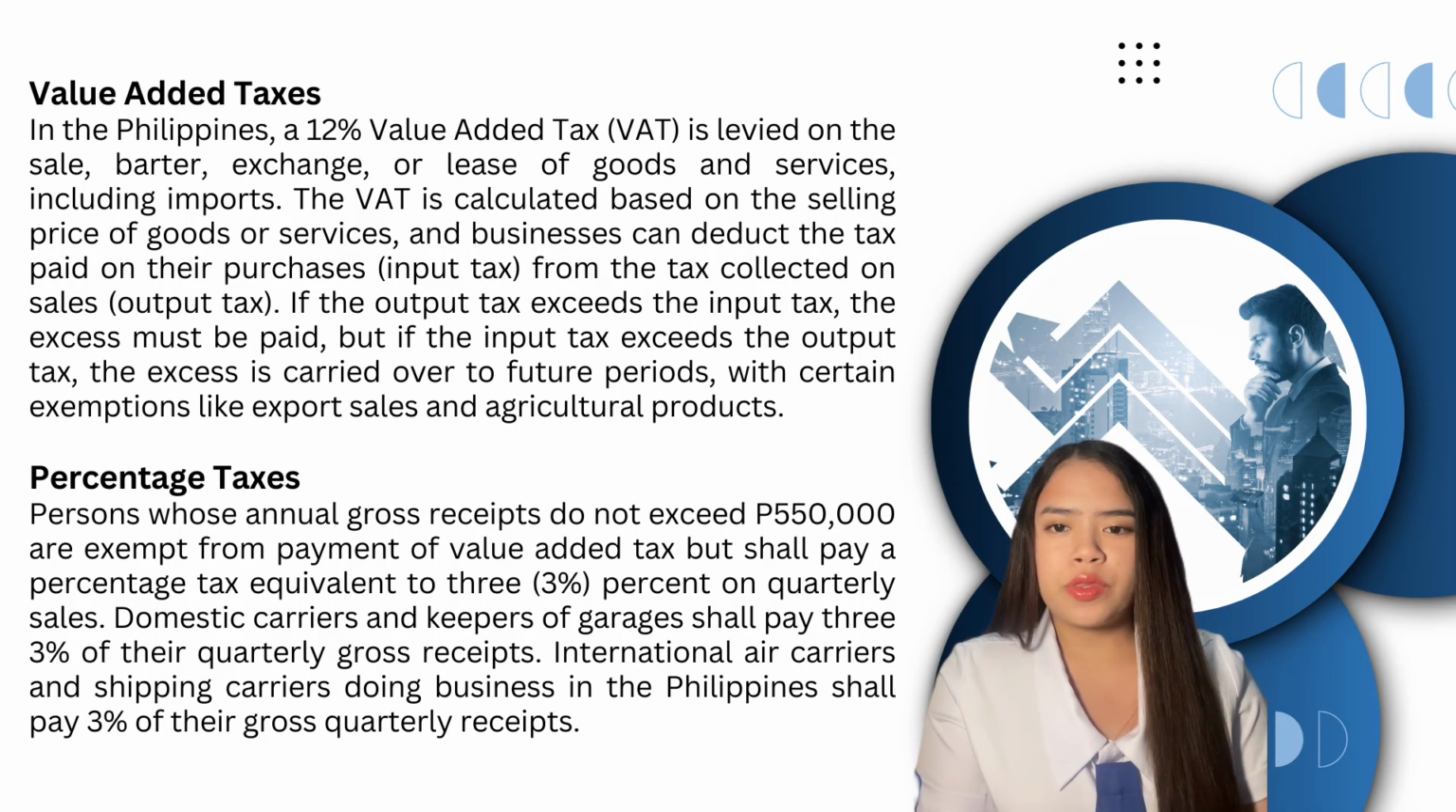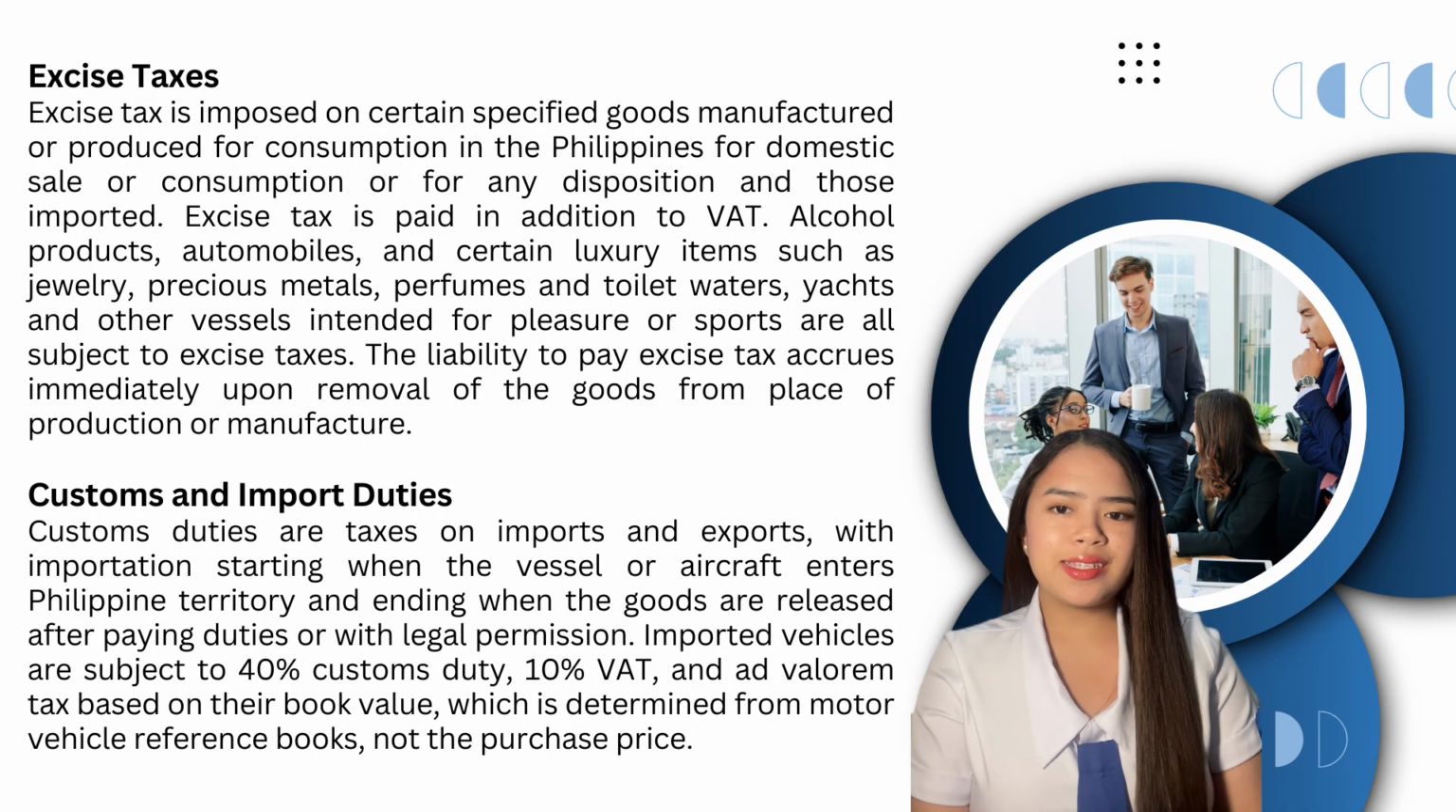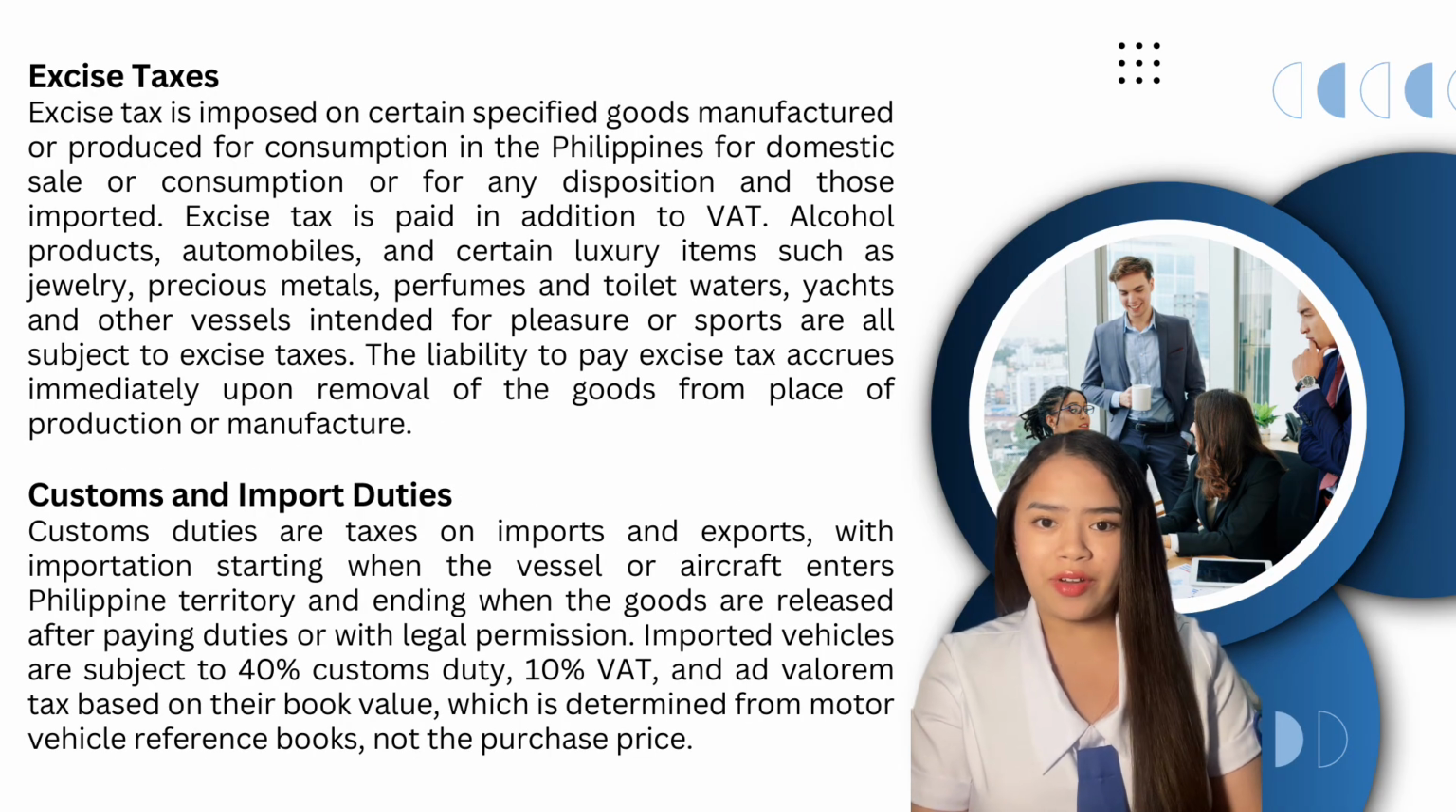Percentage tax. So the persons whose annual gross receipts do not exceed 550,000 pesos are exempt from payment of value-added tax but shall pay a percentage tax equivalent to 3% on quarterly sales. Domestic carriers and keepers of garages shall pay 3% of their quarterly gross receipts. So the international air carriers and shipping carriers doing business in the Philippines shall pay 30% of their gross quarterly receipts.